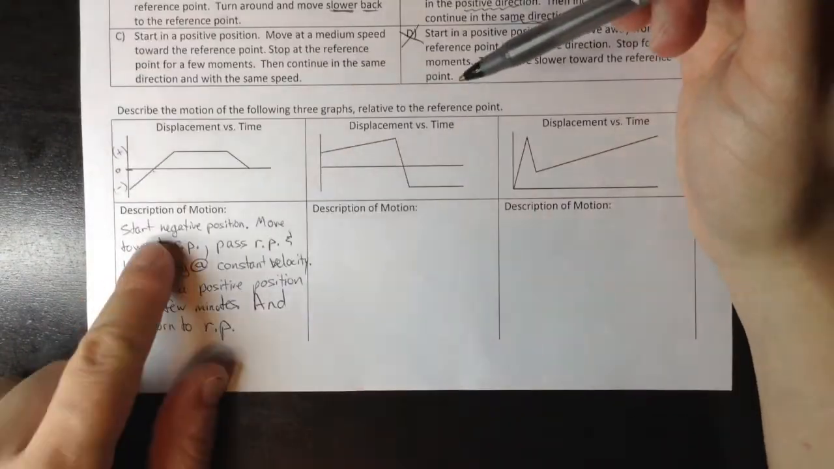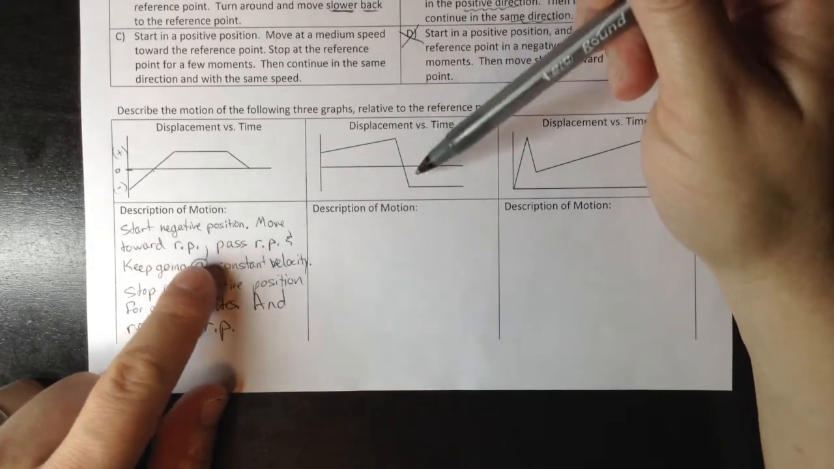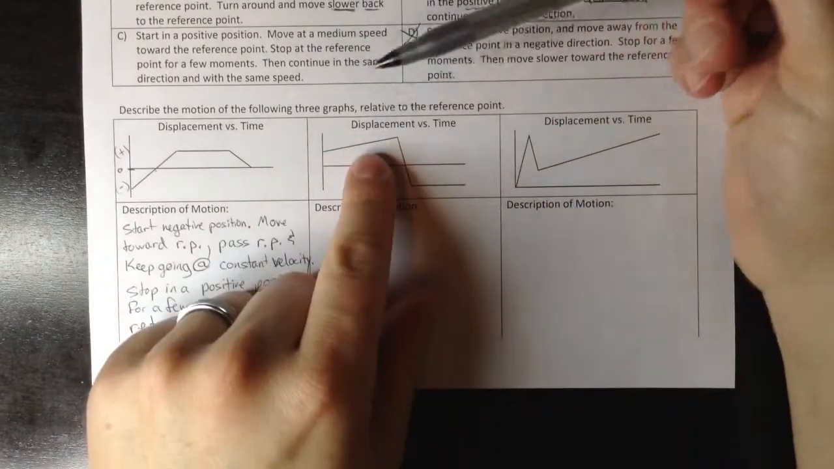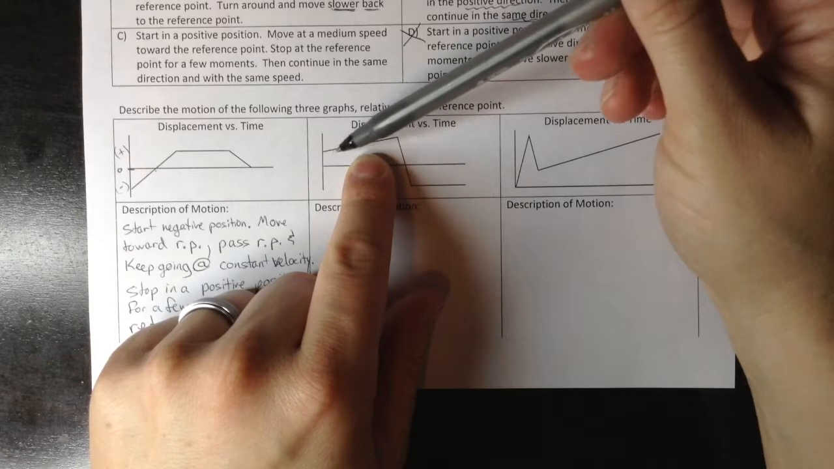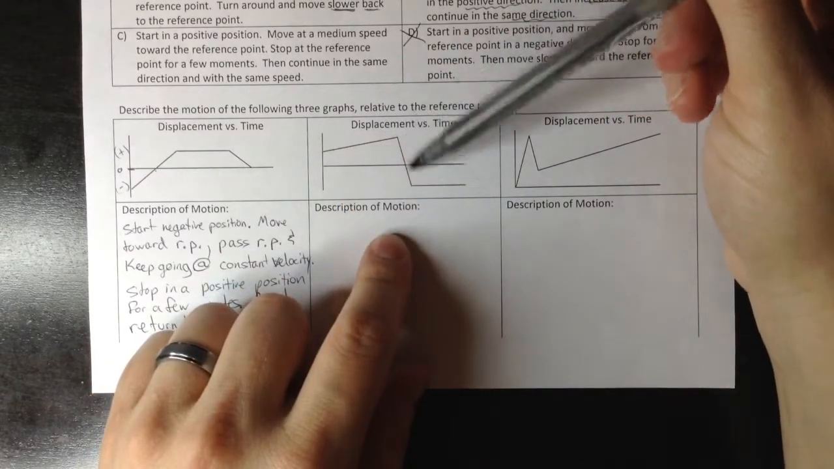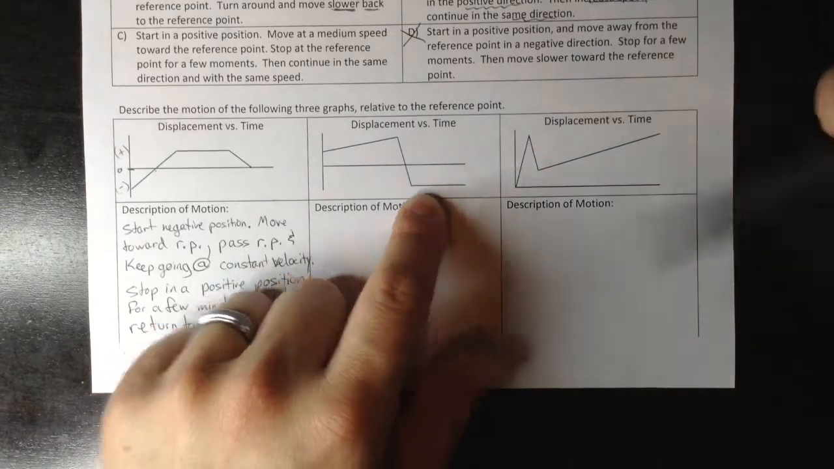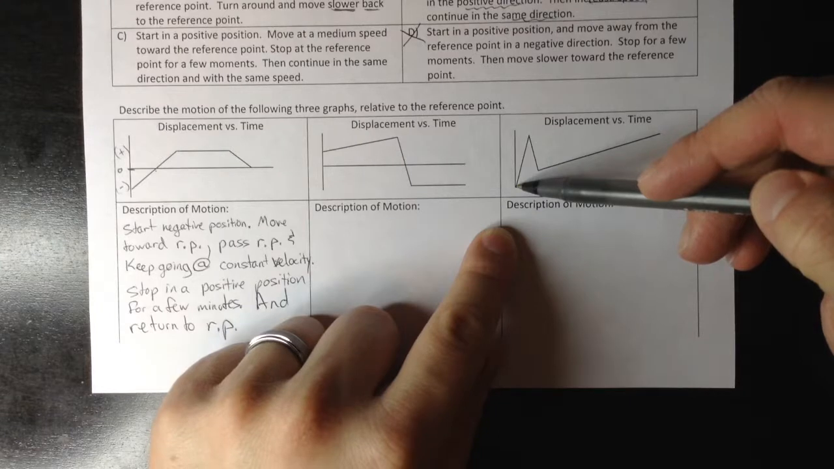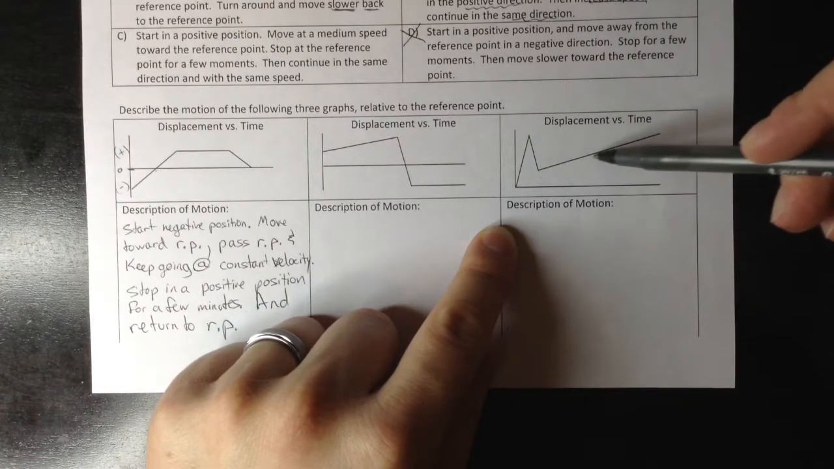Okay, emphasize where it's starting. It's relative to the reference point. You can talk about speed. Okay, so notice this one has a very small slope, so that's going to be moving very slow. Here, a super steep slope, so that's moving fast. Horizontal, at rest. Okay, right here, super steep, starting at the reference point. Super steep, and then not so steep.